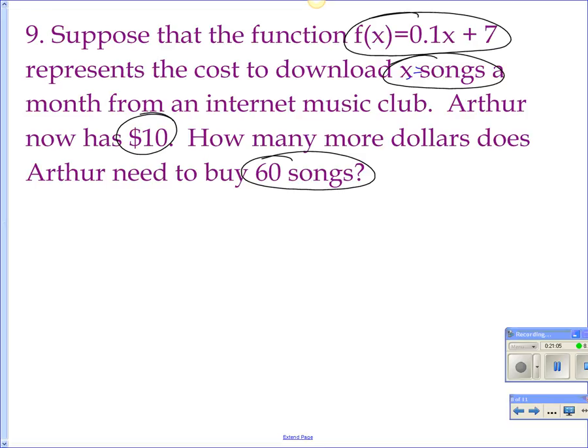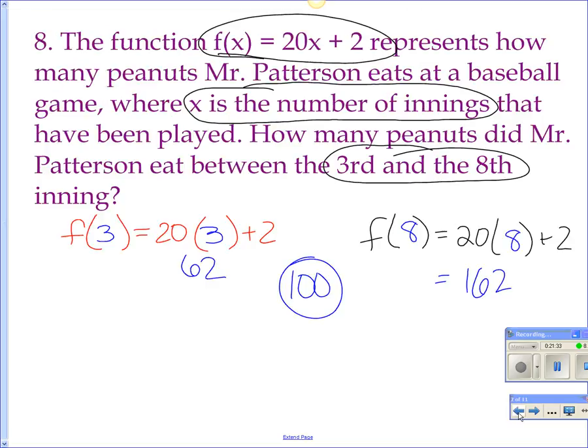Okay, stick with me. Does Arthur have 10 songs? He got $10. Okay? Not 10 songs. How many songs does he have? 60. We are not putting both of them in. Hold on, stick with me. Let me talk for another minute. Right here, 3rd and 8 were both what? Innings. They were both innings. That's why we put them both in.